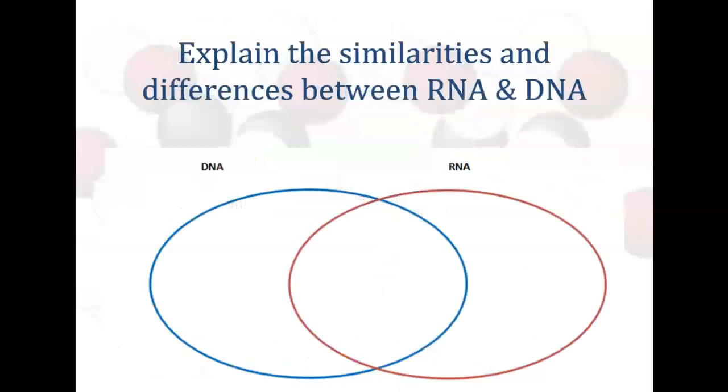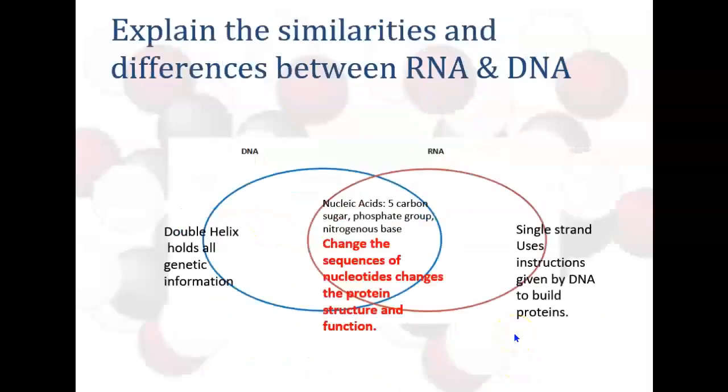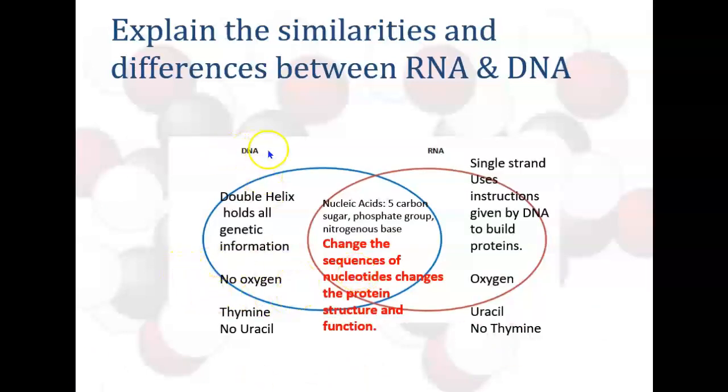We're going to do this together in class, but the differences and similarities that we've already discussed, double helix, 5-carbon sugar on both of them, phosphate group on both of them, some nitrogen base on both of them. And also if you change the sequence in any of those, you change the sequence of the protein. Single use, instructions. Oh, I should add on here while I'm here. All right, so no oxygen in deoxyribose, thymine as a base instead of uracil, oxygen in regular ribose, uracil as a base and not thymine.